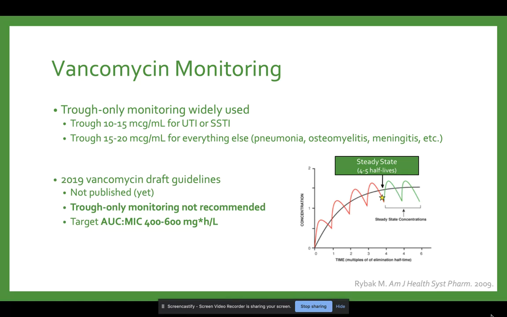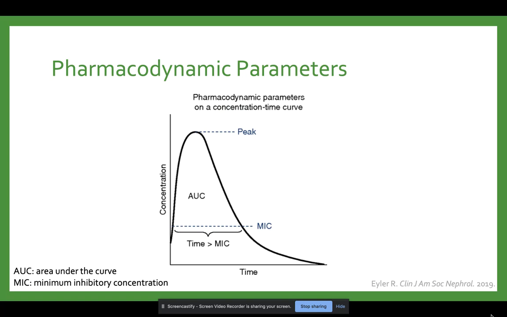And this really represents where practice will be changing, as we will have new guidelines released shortly that will recommend switching from trough monitoring to monitoring of the area under the curve to minimum inhibitory concentration ratio. So taking a bigger look at what this exactly means, we know that antibiotics in general each have a pharmacodynamic parameter that predicts their effectiveness.